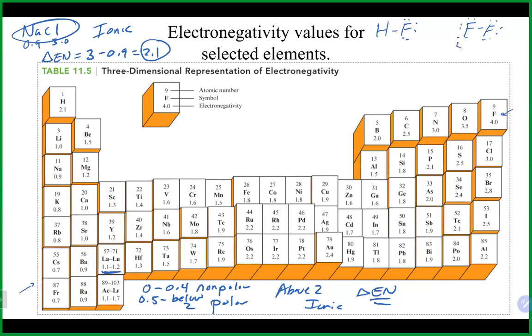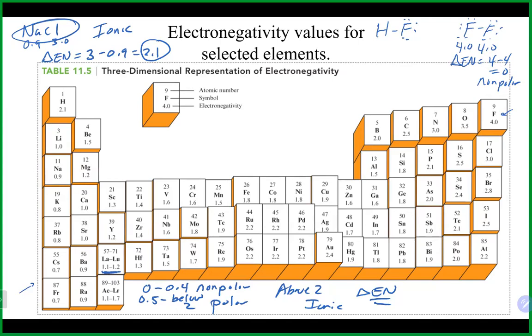This has a value of 4 and 4. So the difference in electronegativity would be 4 minus 4 is 0. A difference of 0 is going to be a nonpolar bond, right? That also could be considered a pure covalent bond, as the difference in electronegativity is 0. Perfect equal sharing of electrons.